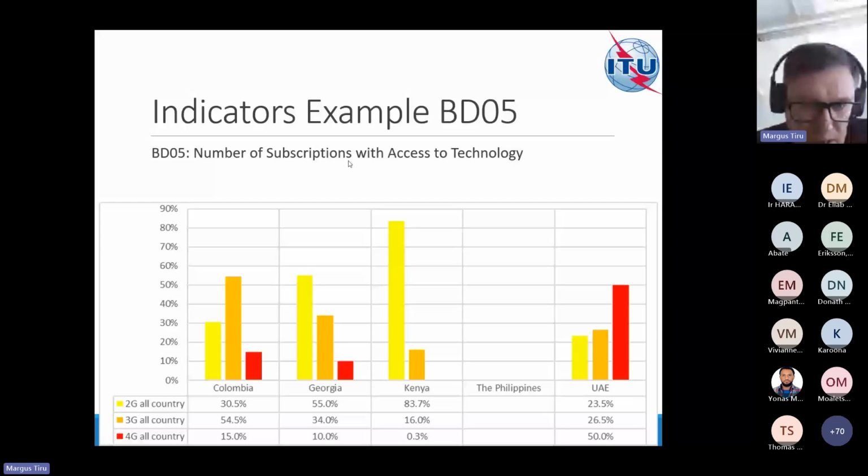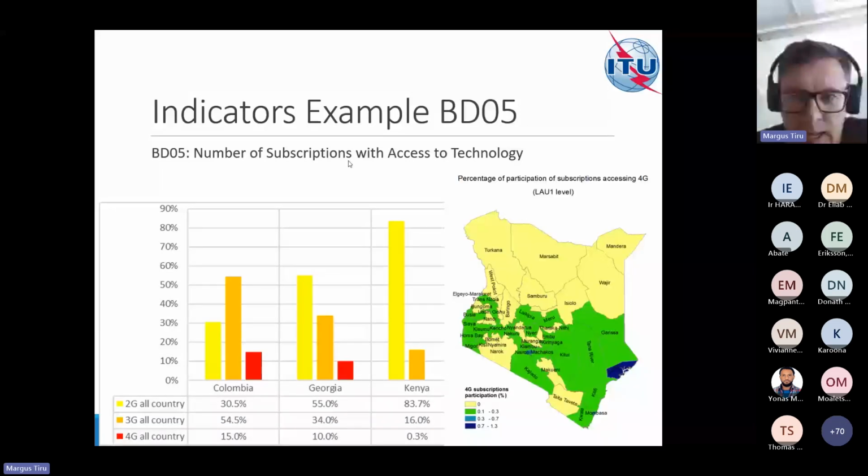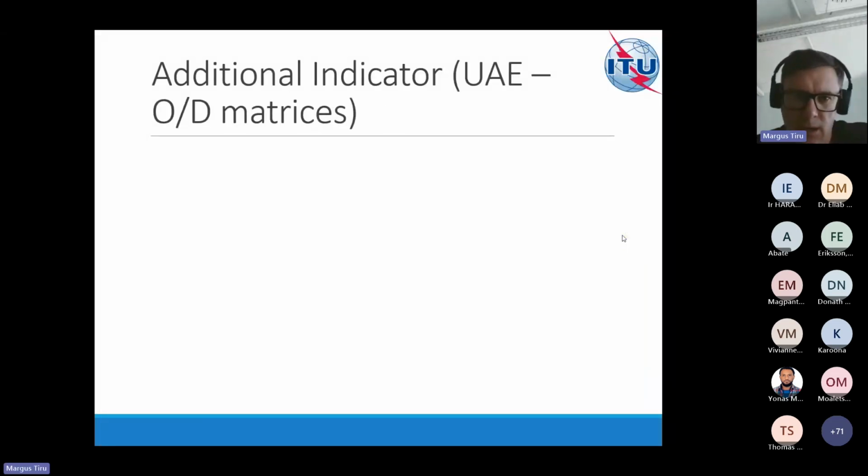This indicator was calculated for the whole country as well as different administrative units or subdivisions of the country. Here is an example from Kenya, the same indicator presented by the proportion of participants or mobile devices using 4G technology around the country. And you can also see clear regional differences. I think it's a very good basis for decisions on investments, decisions on policy, where to develop technology more, where to improve the quality of the network by the mobile network operators, as well as the national policy.